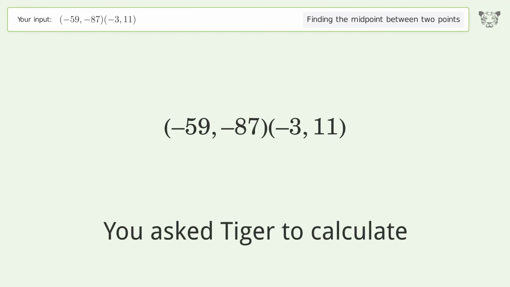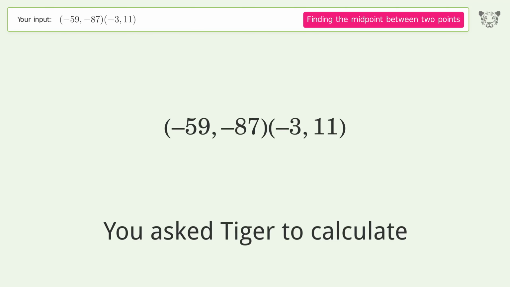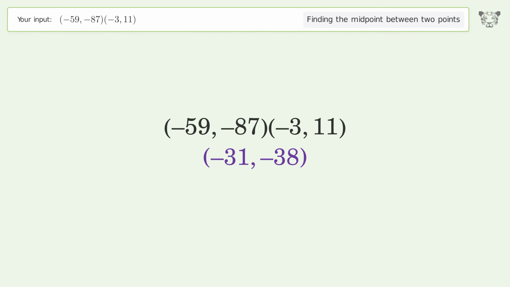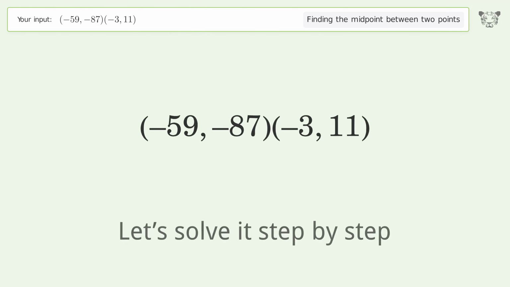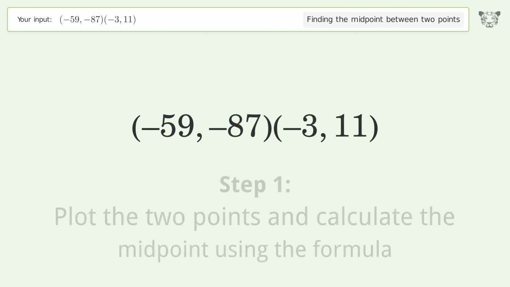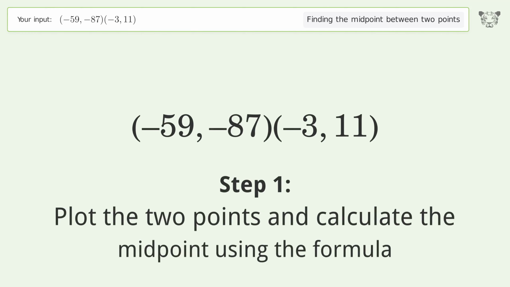You ask Tiger to calculate. This deals with finding the midpoint between 2 points. The midpoint between the 2 points is -31, -38. Let's solve it step by step. Plot the 2 points and calculate the midpoint using the formula.